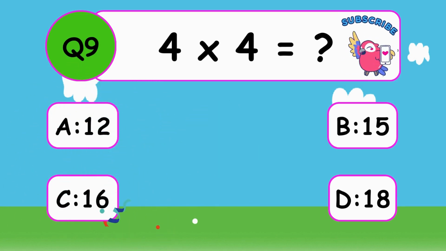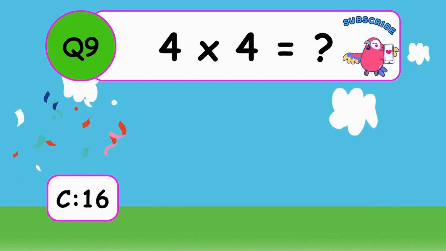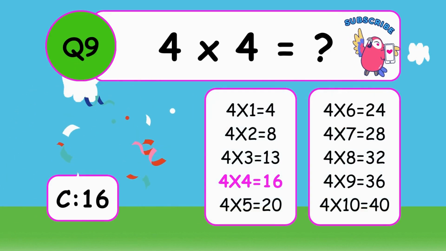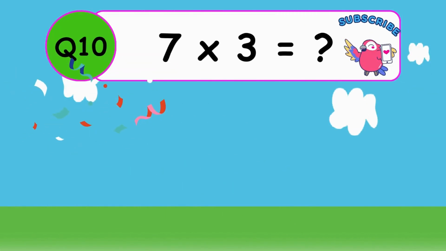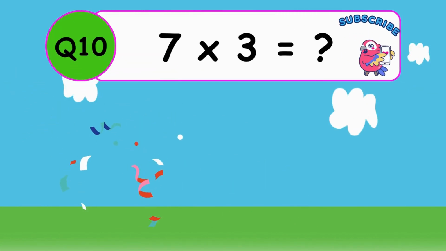The correct answer is C, 16. 4 times 4 is equal to 16. What is 7 times 3?